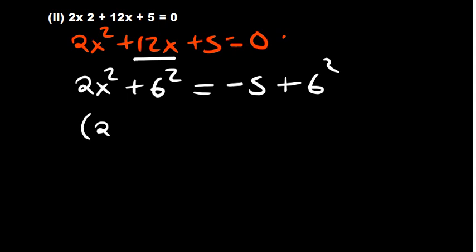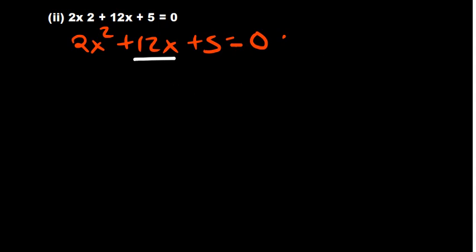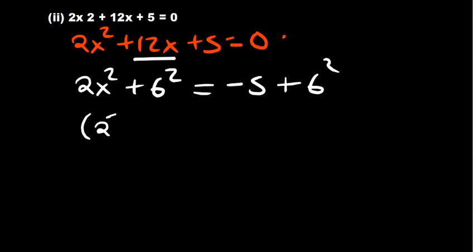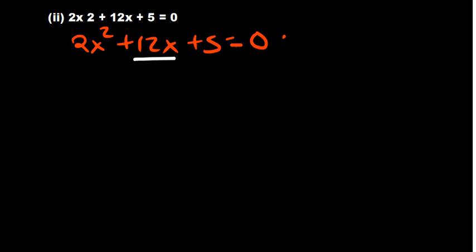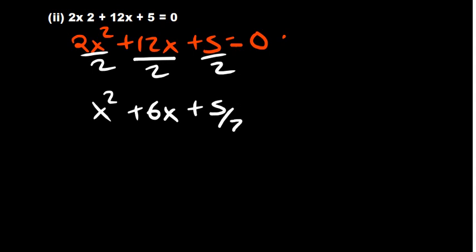Okay, so basically this one is a bit different. It doesn't work that way. Whenever you're dealing with the completing the square method, you need to make sure that the coefficient of x squared is 1. So let's divide by 2 throughout and see what we're going to have. If we divide by 2, we have x squared plus 6x plus 5 over 2 is equal to 0.